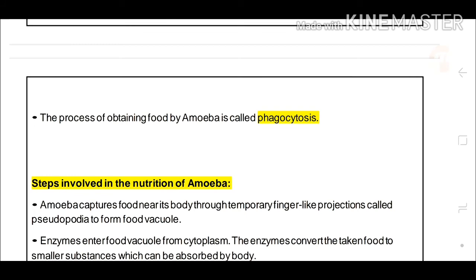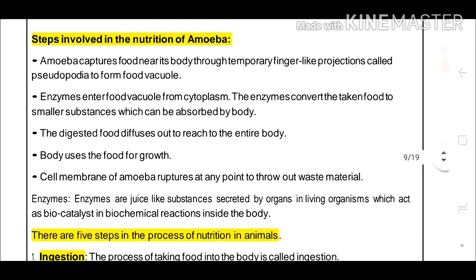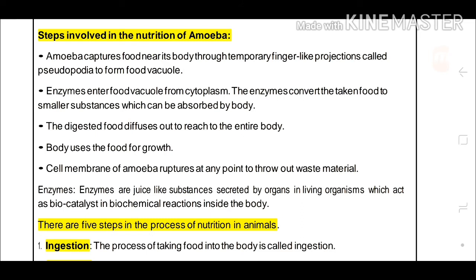Steps involved in the nutrition of amoeba. Amoeba captures food near its body through temporary finger-like projections called pseudopodia to form a food vacuole. Enzymes enter the food vacuole from the cytoplasm. The enzymes convert the taken food to smaller substances which can be absorbed by the body. The digested food diffuses out to reach the entire body. The body uses the food for growth. The cell membrane of amoeba ruptures at any point to throw out waste materials.